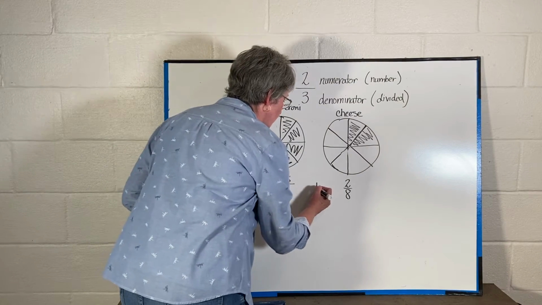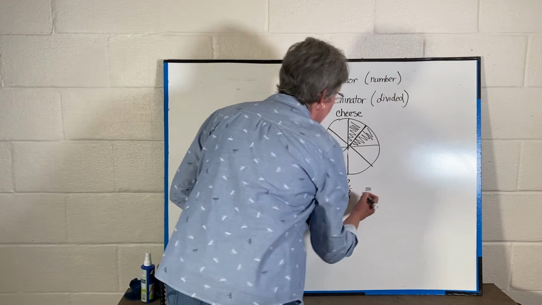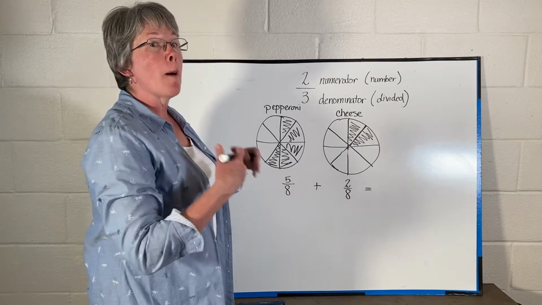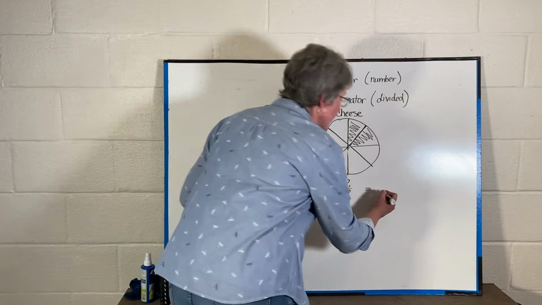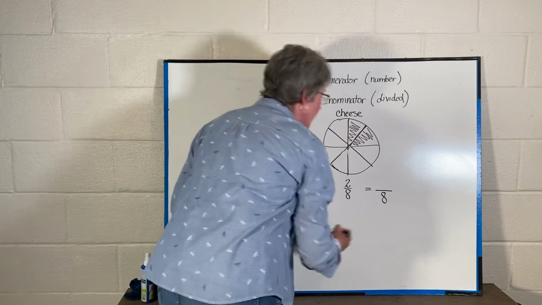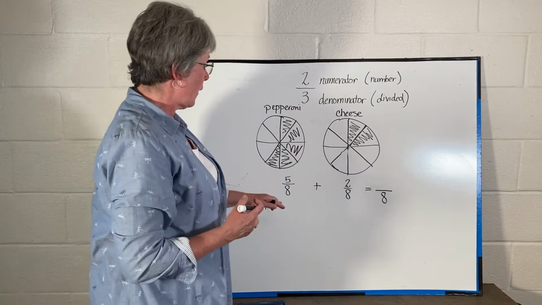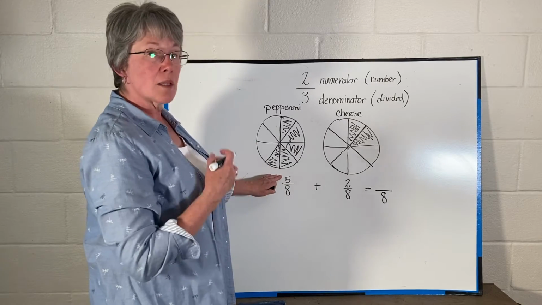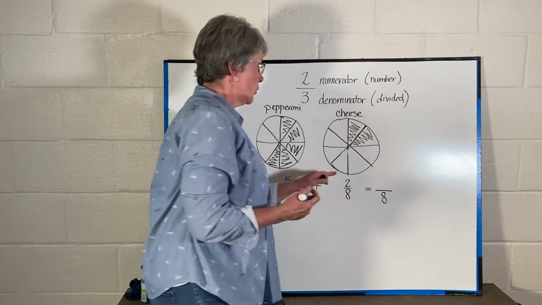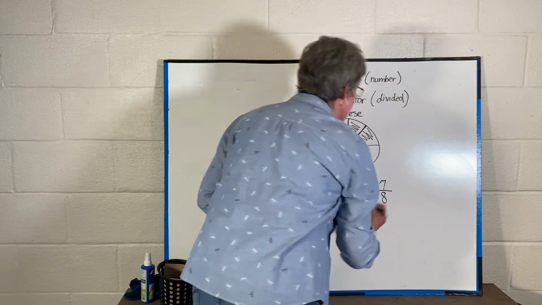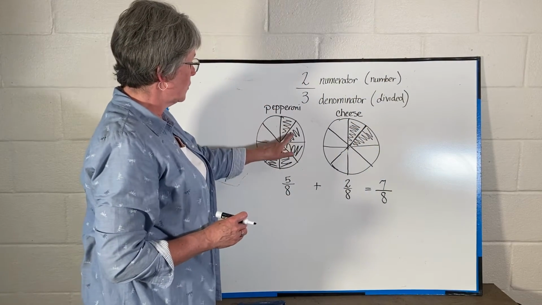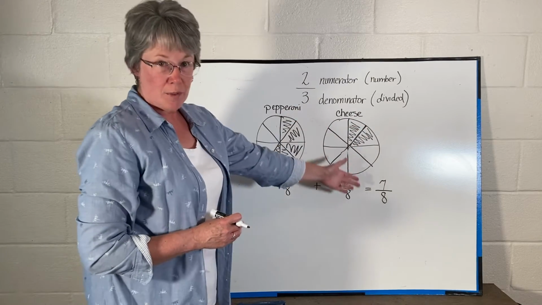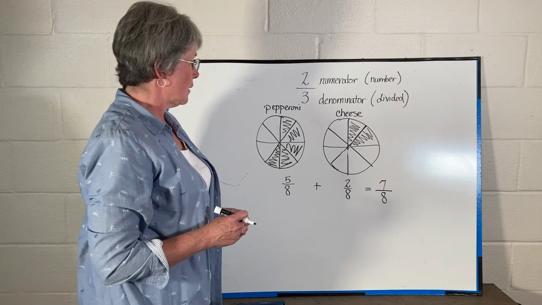That's an addition problem. Now, both of these pizzas are divided into the same amount of pieces. So we keep that. Our answer will be in this same amount. Then we actually add the pieces that were eaten. 5 plus 2. 7 eighths. And we can check it from our picture. 1, 2, 3, 4, 5, 6, 7. We have eaten 7 out of 8 pieces.